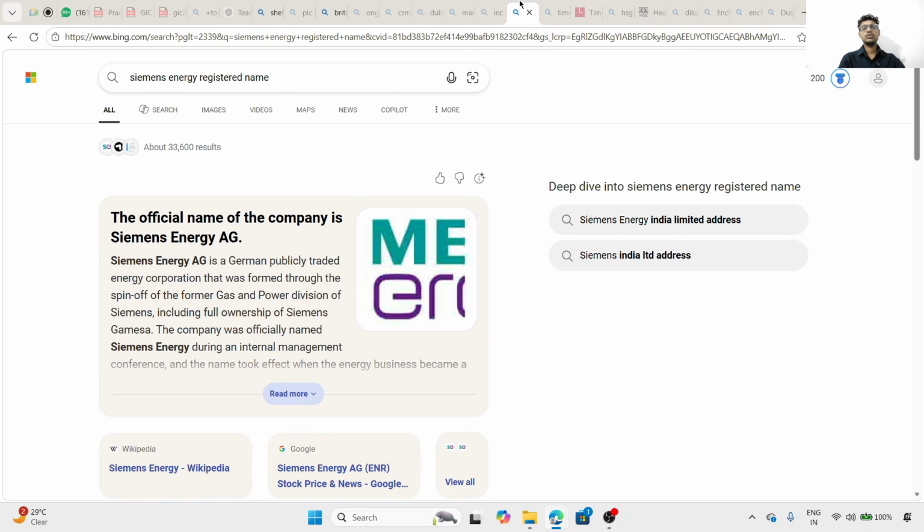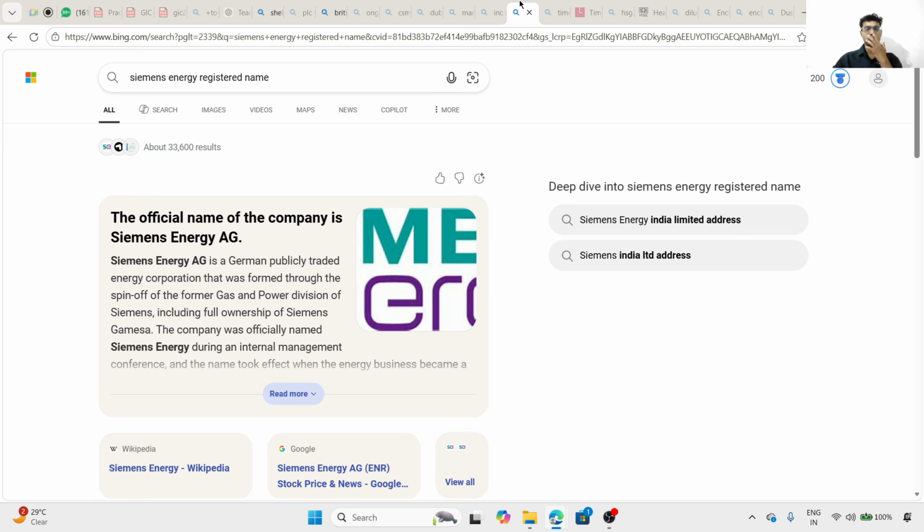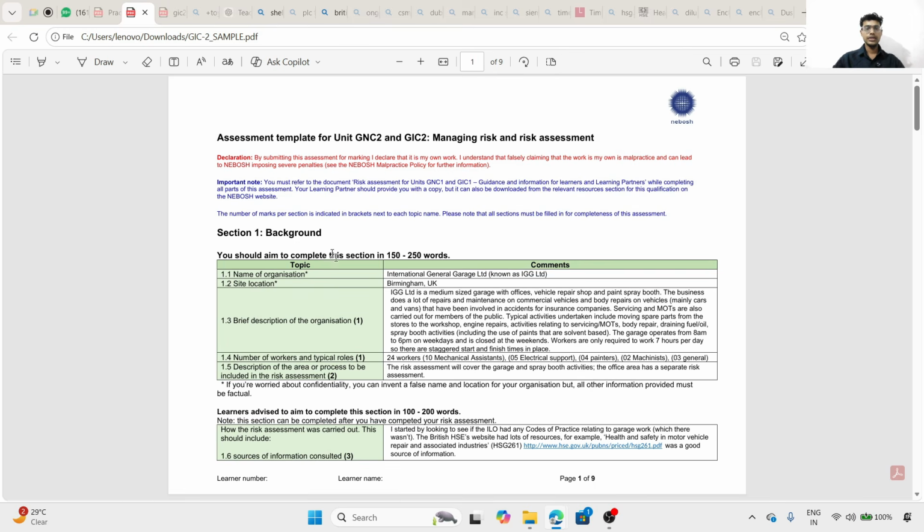Then we have Siemens Energy. This company has a registered name. It is mainly called Siemens Energy, but its official name is Siemens Energy AG. So see, this is how you can find the registered name of the particular company that you are going to select. You might be working in an LLC, or a private limited company. So various different types of organization it could be. You should understand that, and you should write like this.